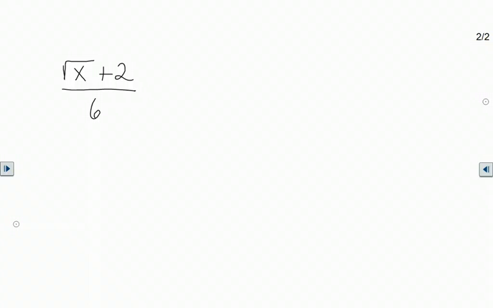Square root of x plus 2 over 6. Now, why would you have to do this? Well, because sometimes they give you problems with limits where you've got to get rid of the radical. And sometimes they give you the radical in the denominator, and sometimes in the numerator. And if you need to get rid of the radical in the numerator, you multiply by the conjugate, square root of x minus 2, square root of x minus 2.